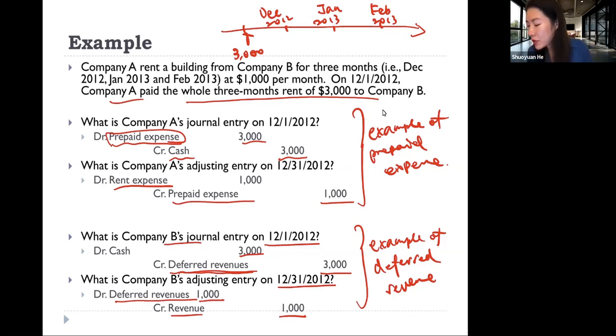And I have another question for you here. Prepaid expense, what kind of account is it? Is it an asset? Is it a liability? Is it shareholders' equity? Is it revenue or is it expense? Please spend 1 minute and think about it. What is prepaid expense?